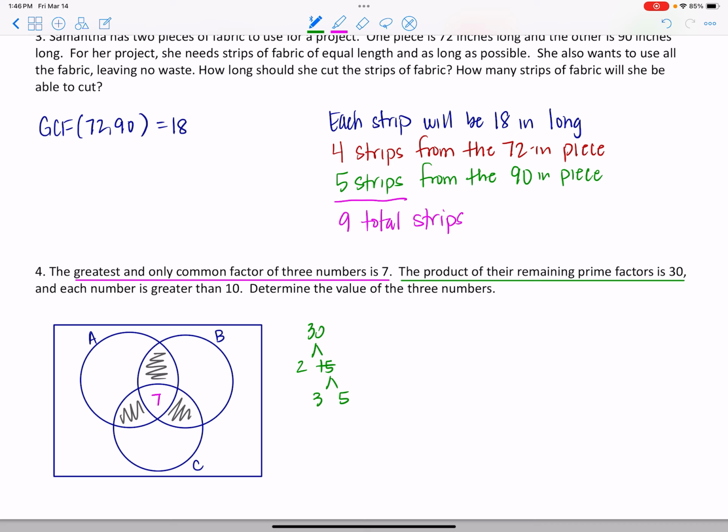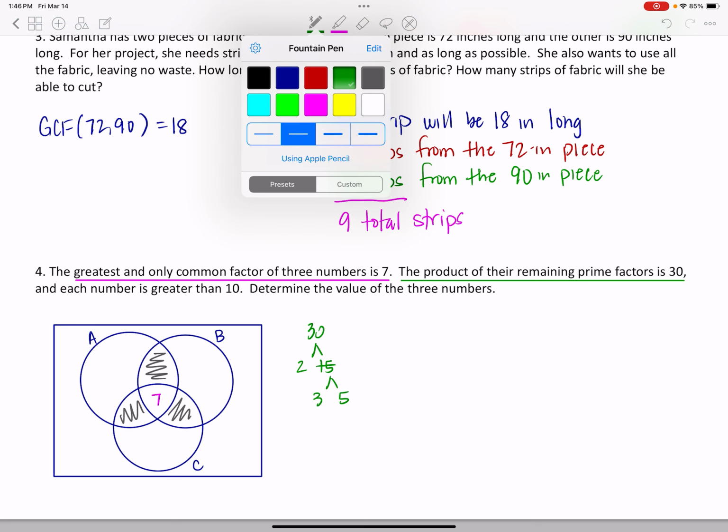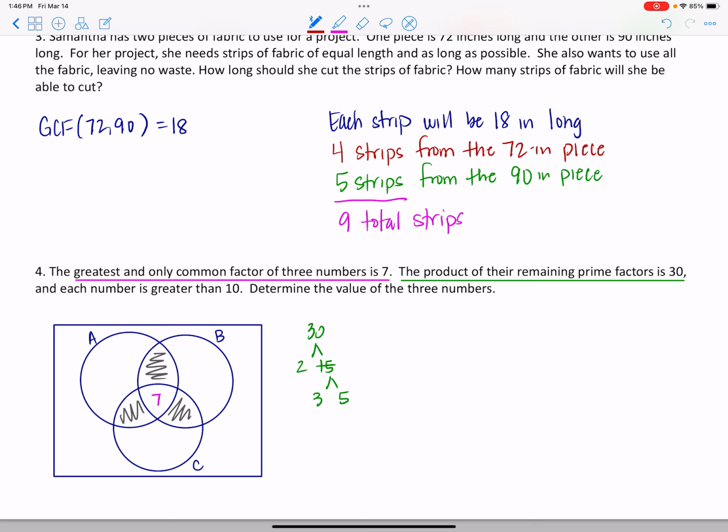So without the next bit of information, I really could put these anywhere, but it says in the next bit here that each number that I'm looking at is greater than 10, and I wanted that to be a nice line. So each number is going to be greater than 10, which means I'm going to have to split these factors up. They can't all go in B and leave this blank, because if I left this blank or this blank, then my number would just be 7. That's not going to work.